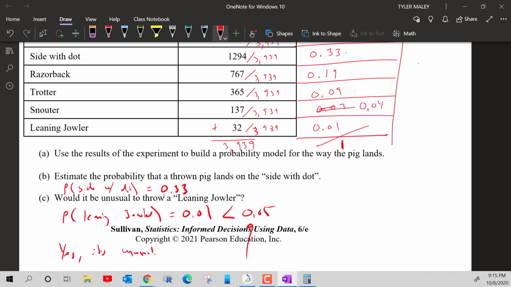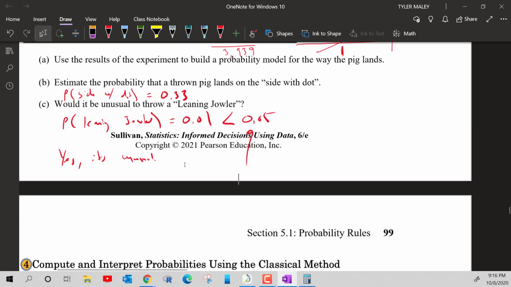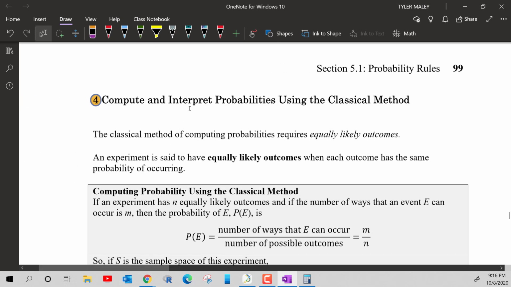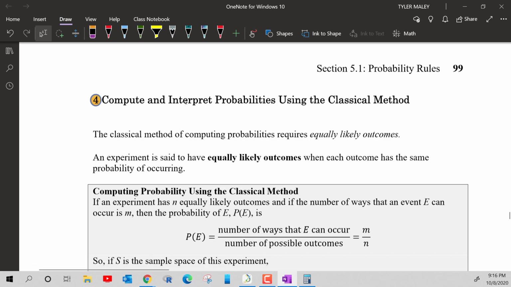All right, so now ready for the next page. This is a new learning objective. We want to compute and interpret probabilities using the classical method. The classical method of computing probabilities requires equally likely outcomes, right? And remember, not everything's going to be equally likely, like if I had a loaded dice. An experiment is said to have equally likely outcomes when each outcome has the same probability of occurring.